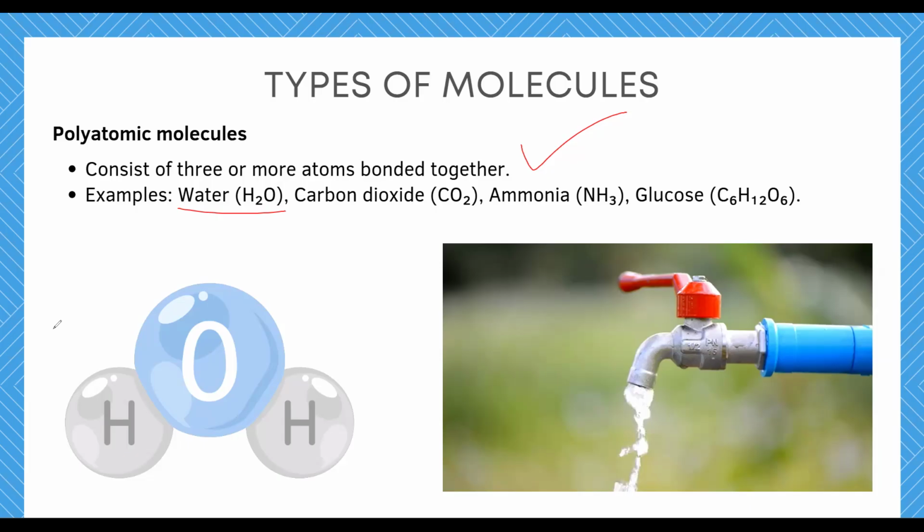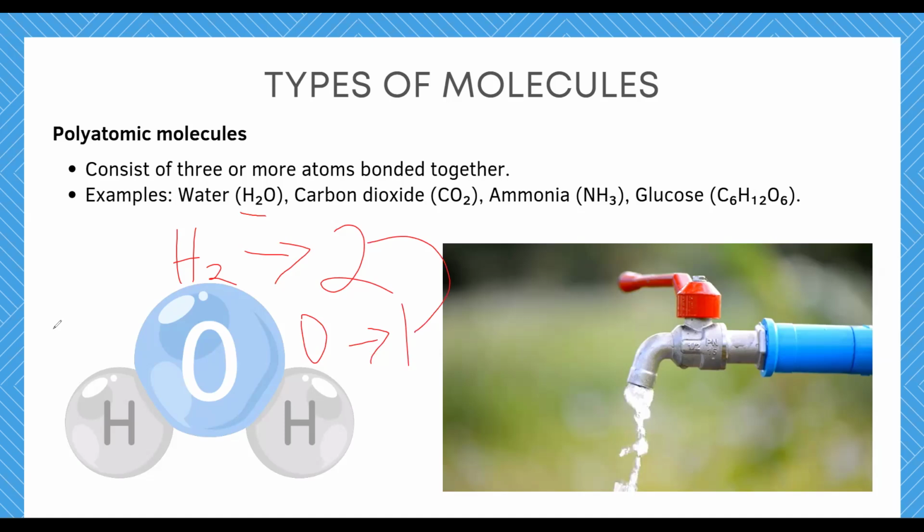Two atoms of oxygen and one atom of hydrogen. Are you sure? Two atoms of oxygen? Let's check it out. How many atoms of hydrogen do we have here? H2. So that tells us we have two atoms of hydrogen. And then oxygen, we have just one atom. So altogether, we have two plus one, which gives us three. So water qualifies to be a polyatomic molecule.